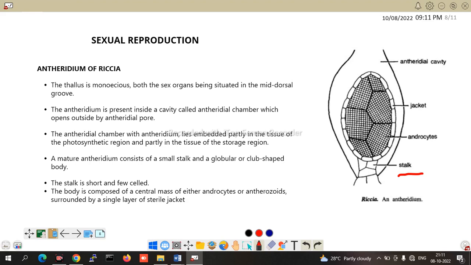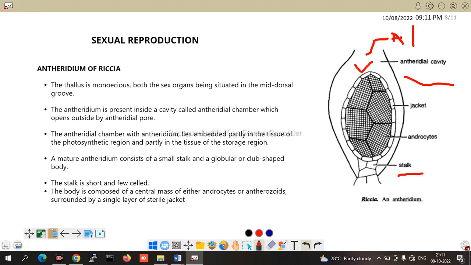As the thallus is monoecious, both sex organs are situated in the mid-dorsal groove. Antheridium is present inside a cavity called the antheridial cavity. Here is the antheridial cavity inside which the antheridium is present. And it has an opening called the antheridial pore. Here is the antheridial pore.